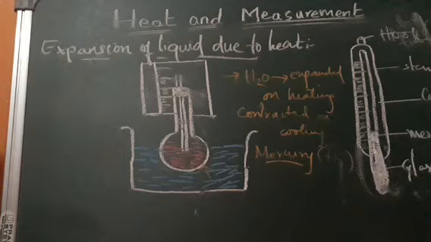Whereas when you see the properties of alcohol, we can record very low temperatures also, but its expansion for every degree Celsius rise in temperature is very large. Okay, but at high temperatures we cannot measure with alcohol. It can be colored brightly and hence is easily visible.